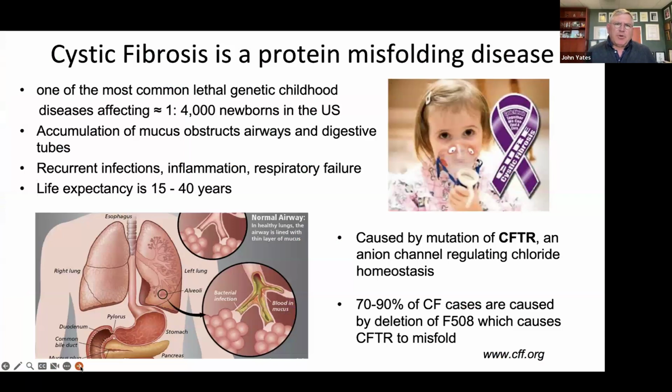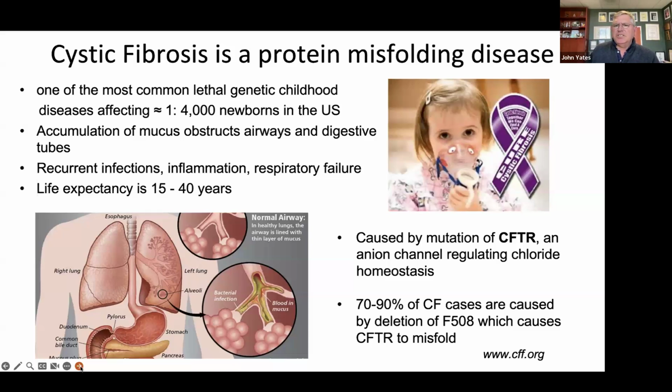All right, so cystic fibrosis, the gene was discovered about 1989. It's one of the most common lethal genetic childhood diseases, affecting about 1 in 4,000 newborns in the US. The main clinical phenotype is that you start to accumulate mucus, which obstructs airways and digestive tubes. You get recurrent infections, inflammation, respiratory failure, and life expectancy prior to the drugs being developed was about 15 to 40 years, depending on what kind of mutations you had.